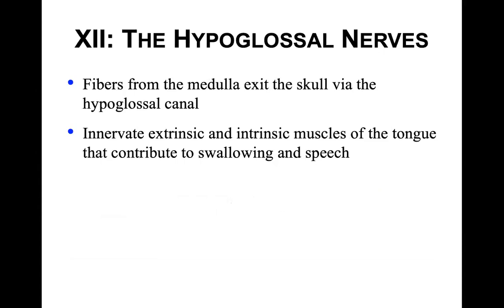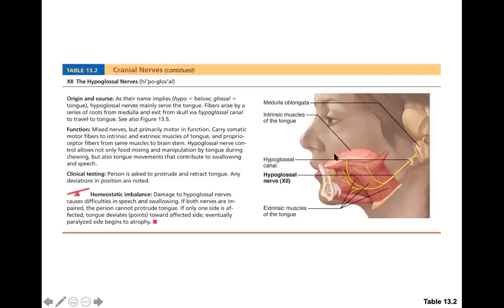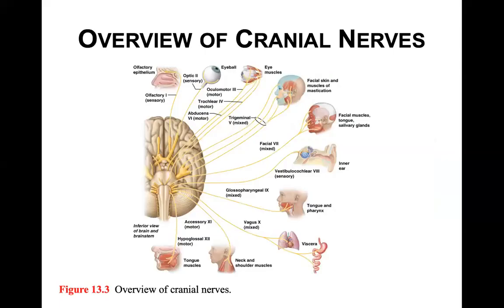And then finally, number 12, the hypoglossal nerves. The fibers from the medulla exit the skull via the hypoglossal canal. This innervates extrinsic and intrinsic muscles of the tongue that contribute to swallowing and speech. And again, here you can see innervation of most of the muscles involved with the tongue. And again, this motor function will help with that of speech.